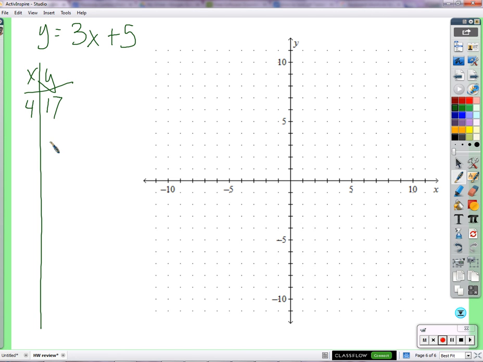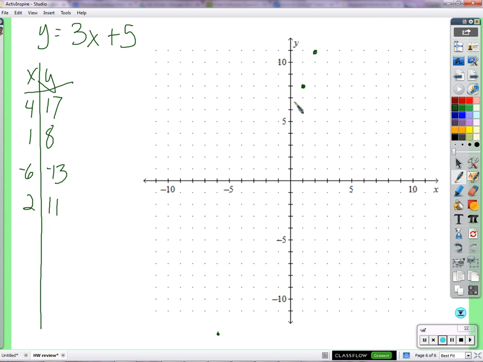4, 17. Yeah. 3 times 4 is 12 plus 5 is 17, and that is why it is correct. Alex? 1, 8. What's everybody say about 1, 8? Yep. 3 times 1 plus 5 is 8. Okay. Monica? Negative 6, negative 13. Negative 6 times 3 is negative 18, plus 5 is negative 13. Yes. Okay, negative 6, negative 13. Grady? 2, 11. 3 times 2 is 6 plus 5 is 11? Yep. There's 2, 11.